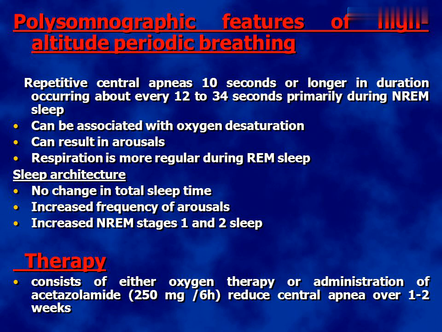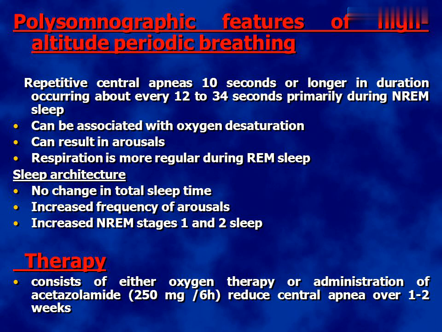Polysomnographic features of high-altitude periodic breathing: repetitive central apneas 10 seconds or longer in duration, occurring about every 12 to 34 seconds, primarily during NREM sleep. Can be associated with oxygen desaturation. Can result in arousals. Respiration is more regular during REM sleep. Sleep architecture: no change in total sleep time. Increased frequency of arousals. Increased NREM stages 1 and 2 sleep.